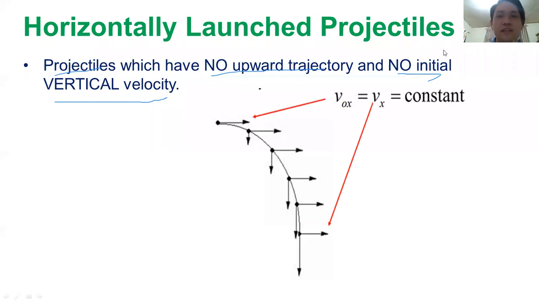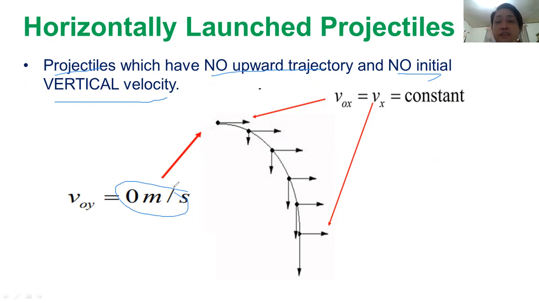As you can see in the illustration, in horizontally launched projectiles there is no upward trajectory and no initial vertical velocity. Look, the vertical velocity is 0 meters per second. That's why there is no initial vertical velocity in horizontally launched projectiles. So that means the initial vertical velocity is 0 meters per second.